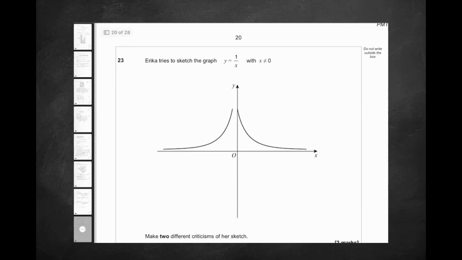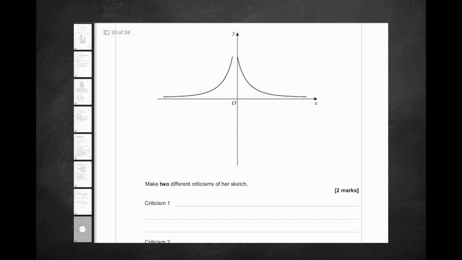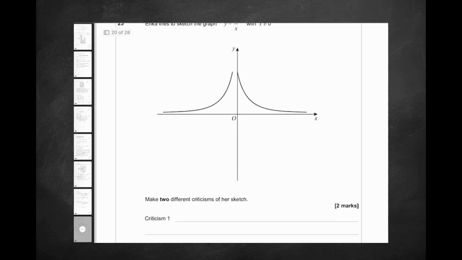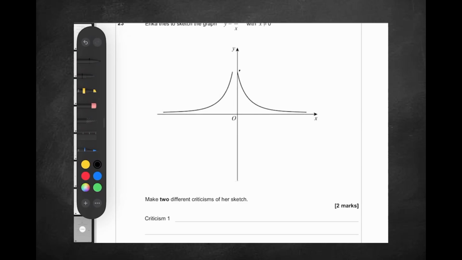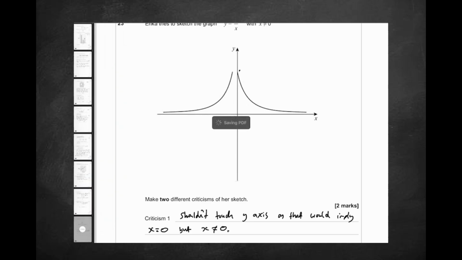Question 23. Erica tries to sketch the graph y equals 1 over x with x not equal to 0. Make 2 different criticisms of her sketch. Well, first of all, it's touching the y-axis. So it shouldn't touch the y-axis, as that would imply that x equals 0, but x does not equal 0. So that's an easy first one.